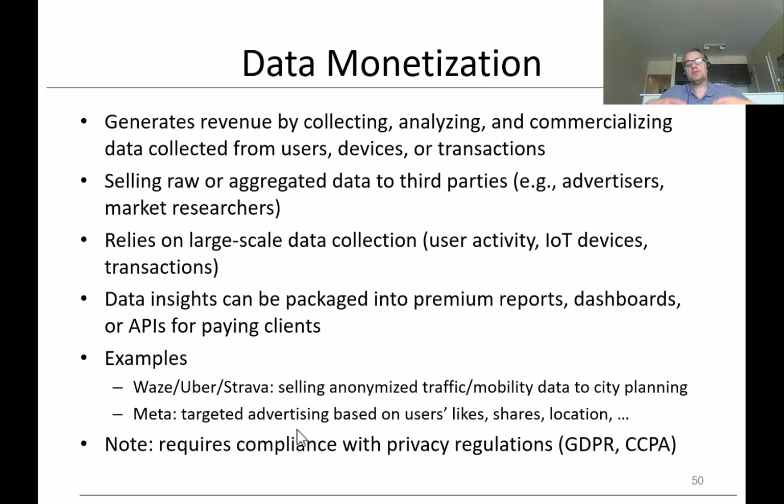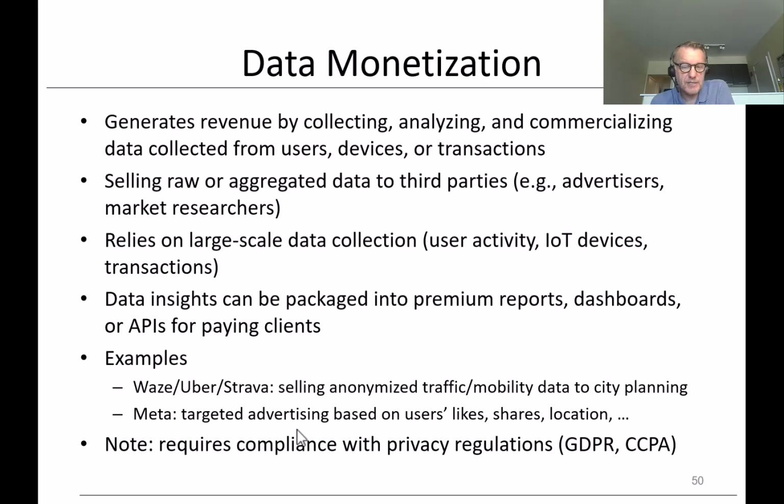And typically relies on large-scale data collection collected through the user activity. User activity could be the user browsing on your platform, through IoT devices, transactions, any type of data, which is then typically analyzed using artificial intelligence or data science techniques, of which the results are then sold to interesting counterparties, typically packaged into premium reports, dashboards, or APIs for paying clients.